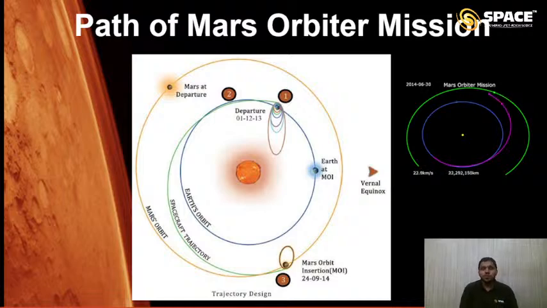Right? It was launched on the 5th of November. It took us almost a month to cross that sphere of influence of Earth. Before that, we had to fire that engine 6 times, again and again, to make that ellipse bigger and bigger.